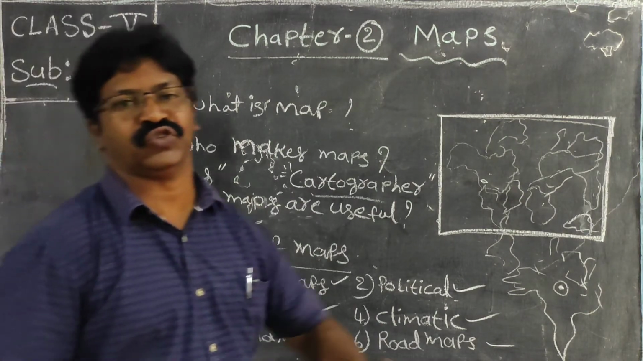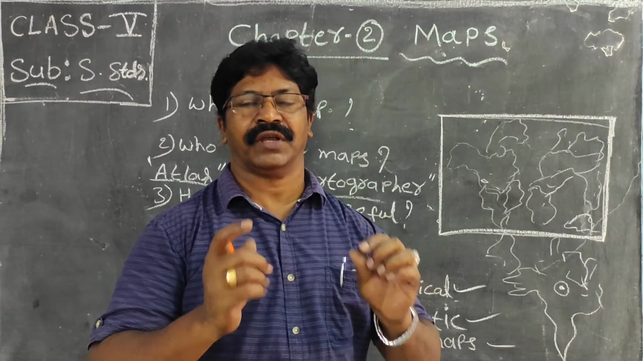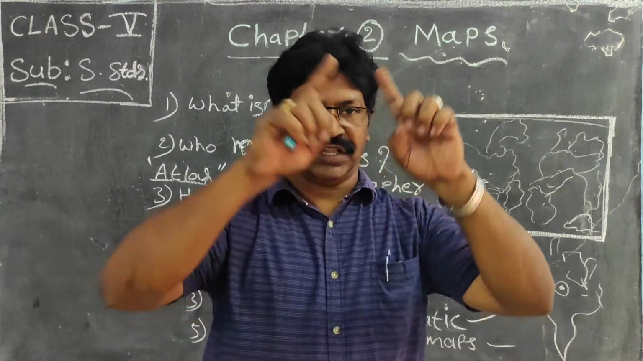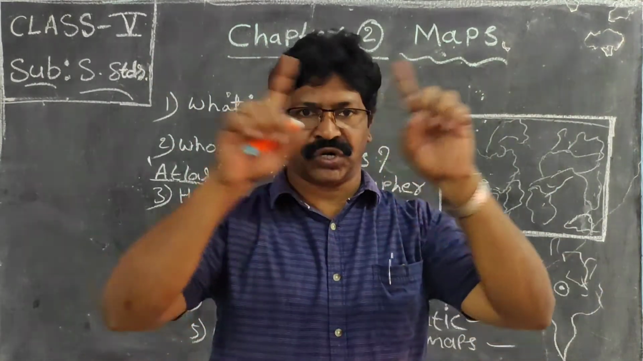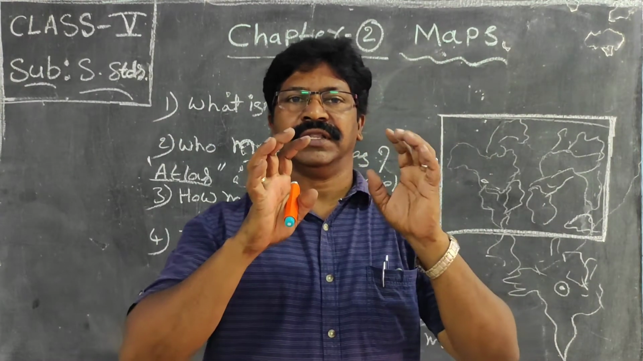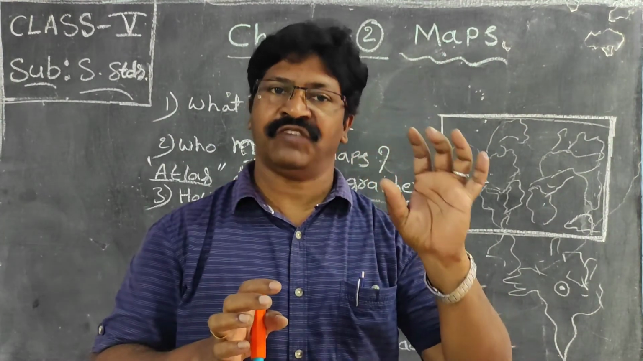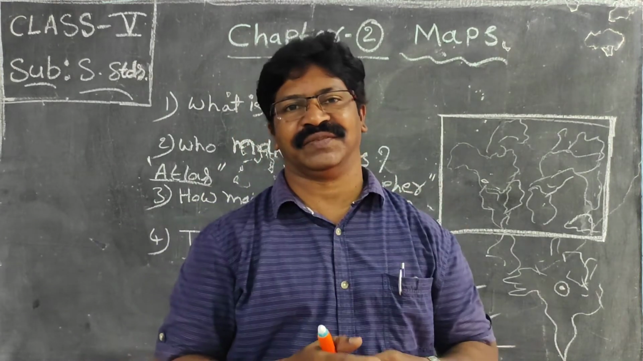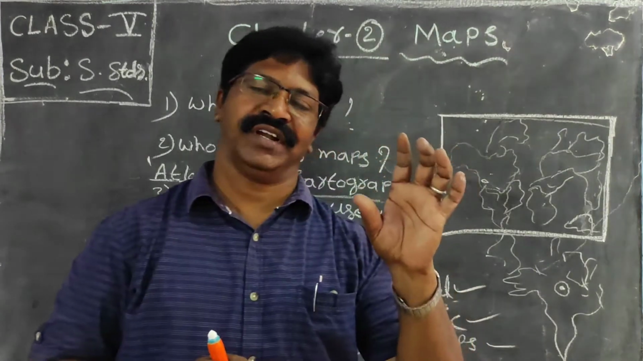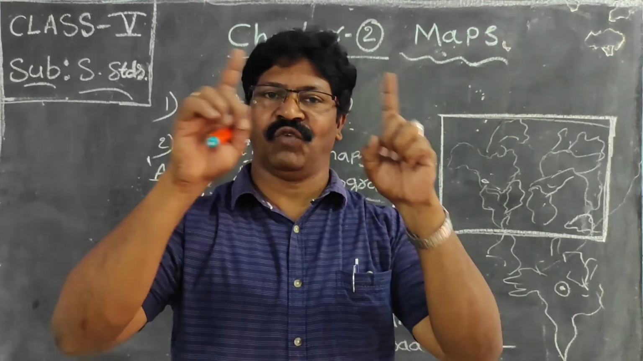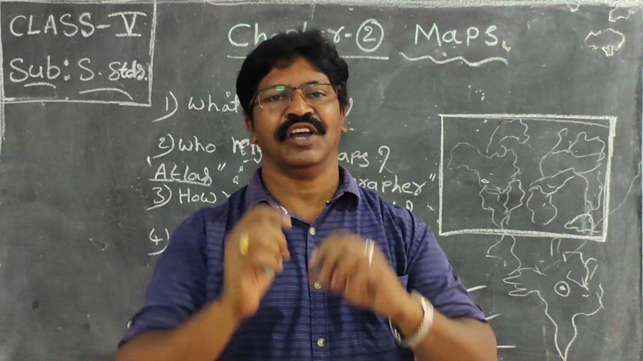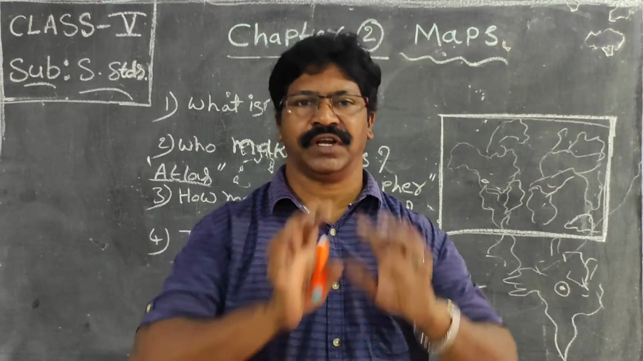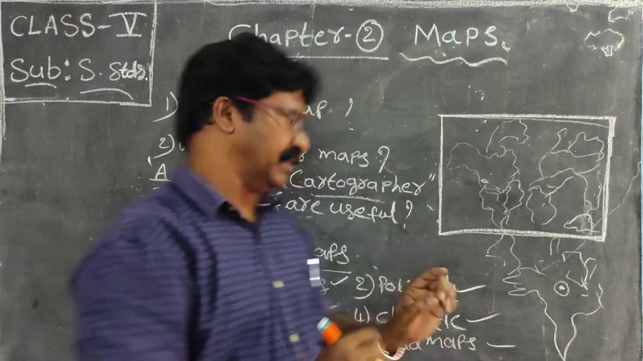Physical maps. So what are the physical maps? A physical map is a drawing, and in the total world, these maps will show the landforms and water bodies with different colors. The land is shown in green color, water bodies are shown in blue color, you can see. So this is the total physical features of the world we can see.